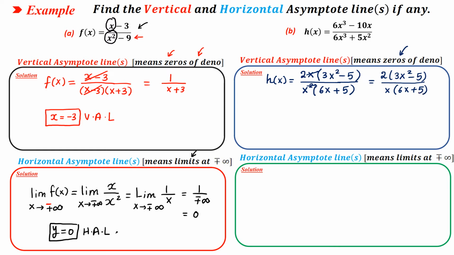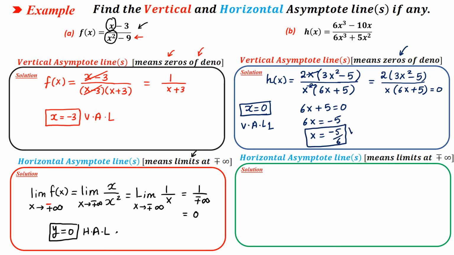Now you have to put the denominator equal to 0. So you have two solutions. The first one, x equals 0, which is the first vertical asymptote line, and we have 6x plus 5 equals 0. By subtracting 5 from both sides, you'll get 6x equals negative 5. Then we get x equals negative 5 over 6, and this is the second vertical asymptote line.